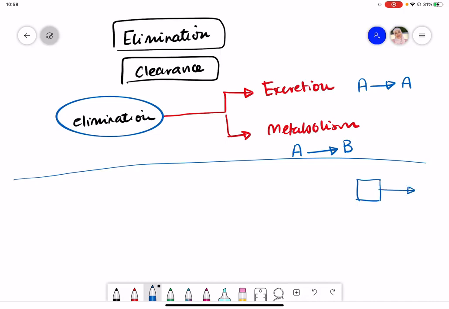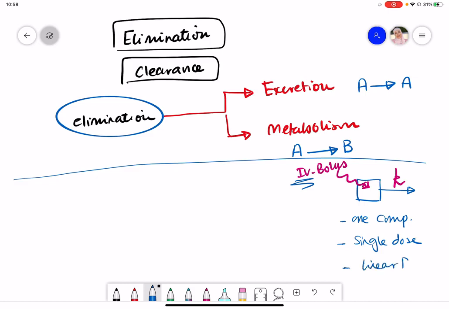We are still talking about our model that we are having IV bolus with one compartment model, single dose IV bolus, and linear kinetic or first order kinetic. Okay, so we are still talking about this model with its related conditions or assumptions.